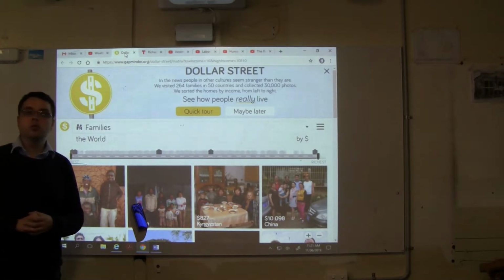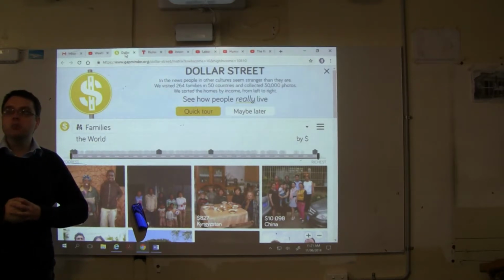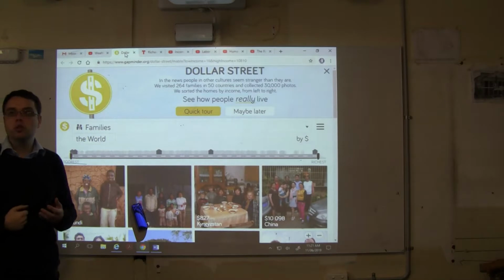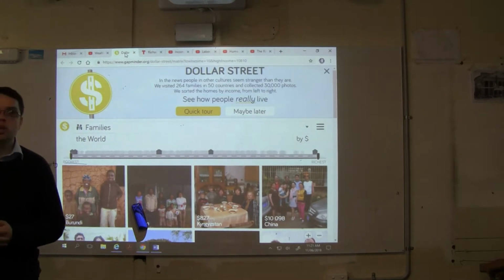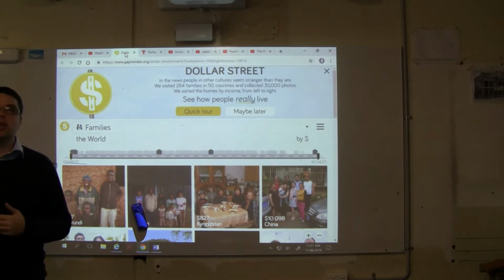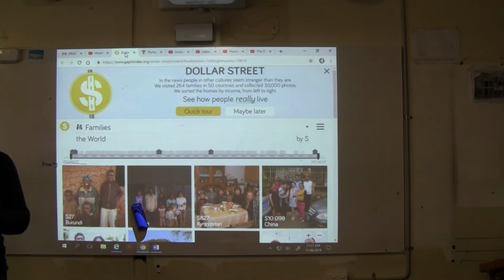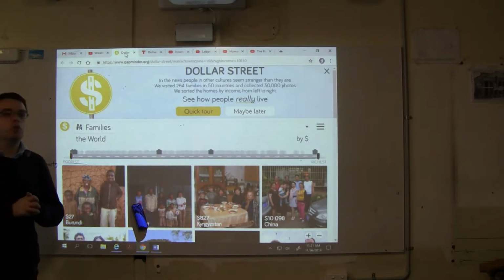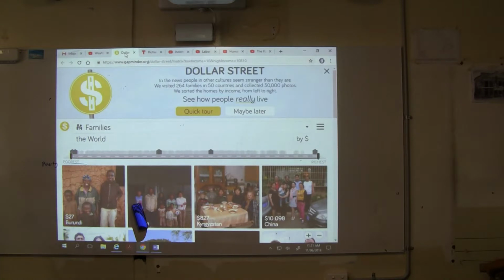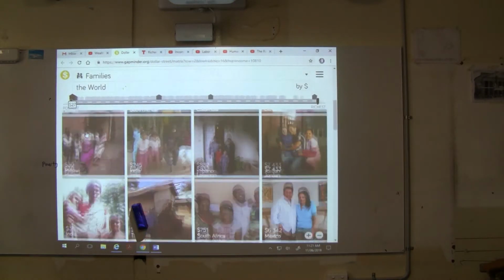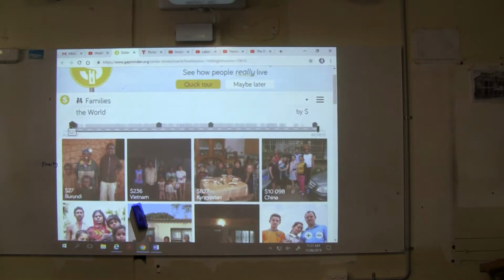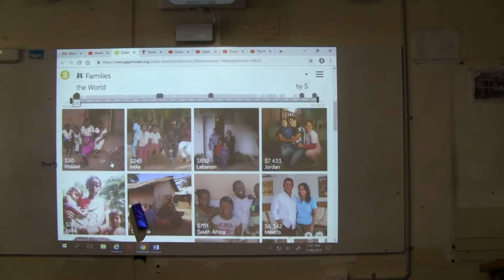Everyone here is in the top 1% of wealth. If your family is earning more than $35,000 US a year, you are in the top 1% of all humans alive on the planet. So in Australia, given the $35,000 US, let's say if your family makes about $50,000 US, you're in the top 1% of all humans. And just to show you what that looks like, we have places like Burundi where people live on $27 a day. Sorry, I don't think that's a day, that's a year. That's their annual income.